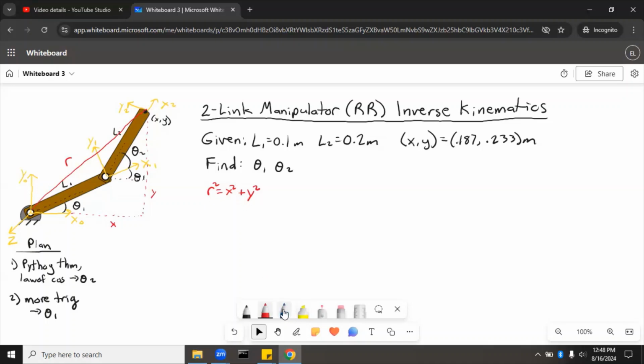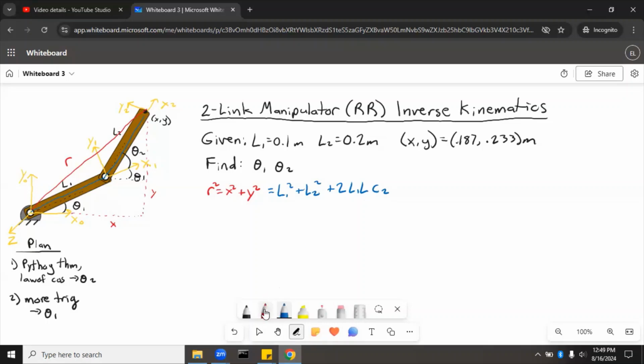Now using the law of cosines, we will have R squared equals L1 squared plus L2 squared plus 2 L1 L2 cosine theta 2. That uses this L1, that L2, and the theta 2 angle. We have the plus here because we know this angle is going to be greater than a right angle. Now we can get rid of R squared, equate the x squared plus y squared to the law of cosines expression, and solve for theta 2.